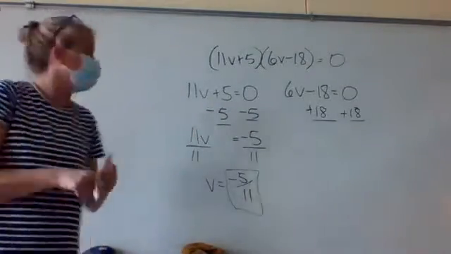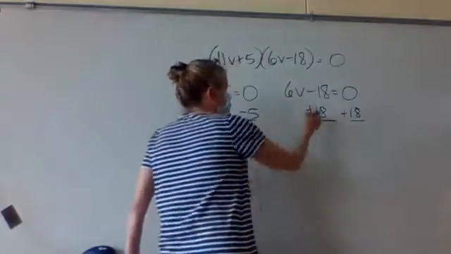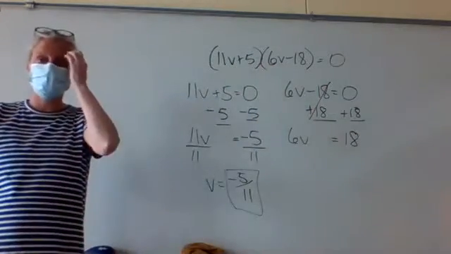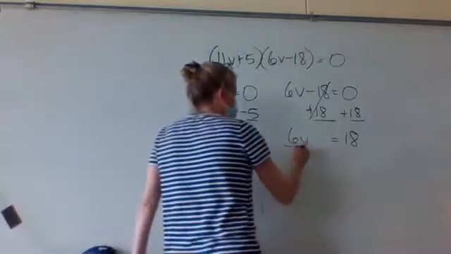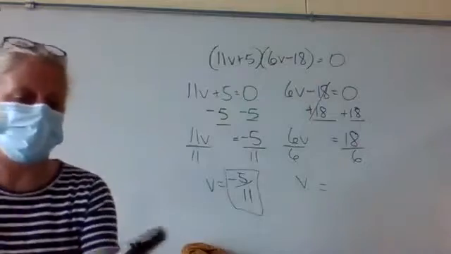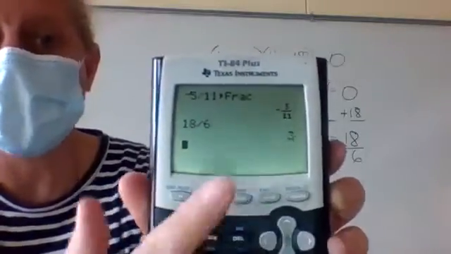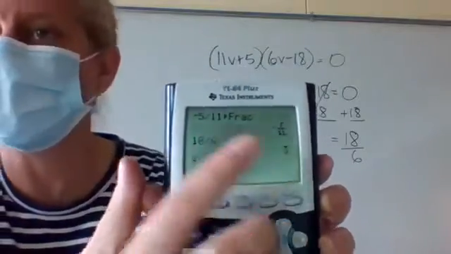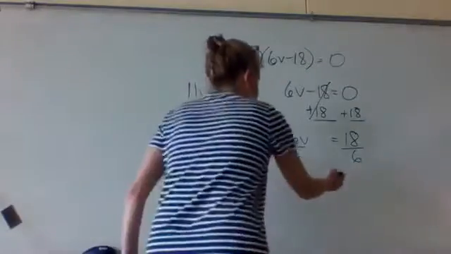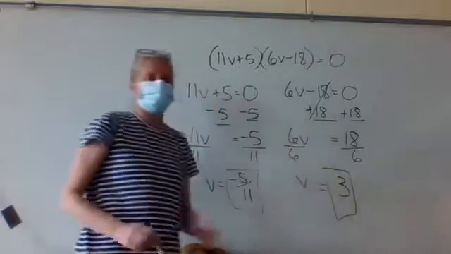So you're going to see something different over here. So let's look here. If I add the 18 to both sides, I've got 6v equals 18. And then divide by 6. So now what happens when you put that fraction in your calculator and you do 18 over 6, that one does turn into a whole number like you would expect, because that does say 18 divided by 6. So that does simplify for you to 3. So your 2 solutions would be negative 5/11 and positive 3.